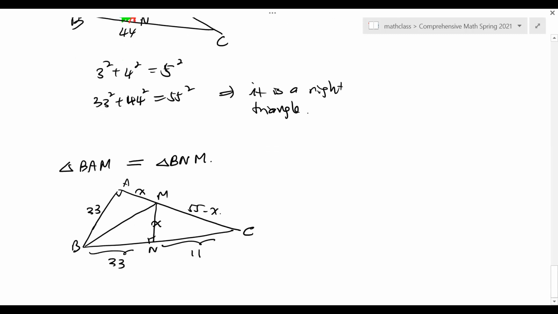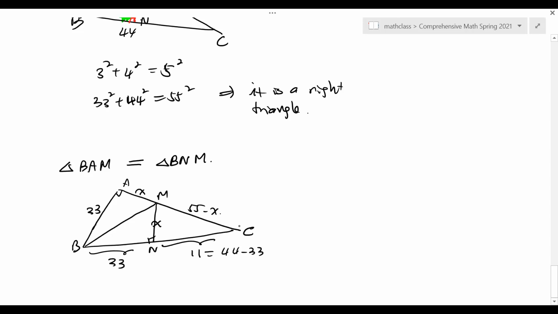Because those two triangles are congruent, BN should be equal to 33. But the total length BC is 44. That's why this will be 44 minus 33. And MN should be equal to AM, so I put X there. Then MC, the total AC is 55.